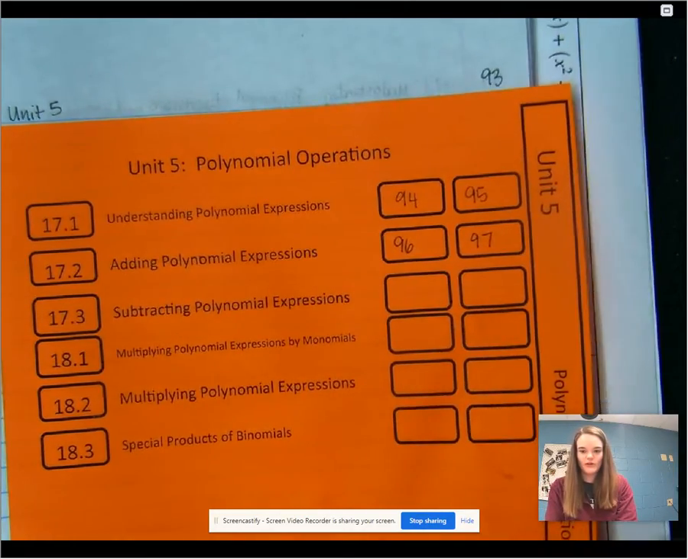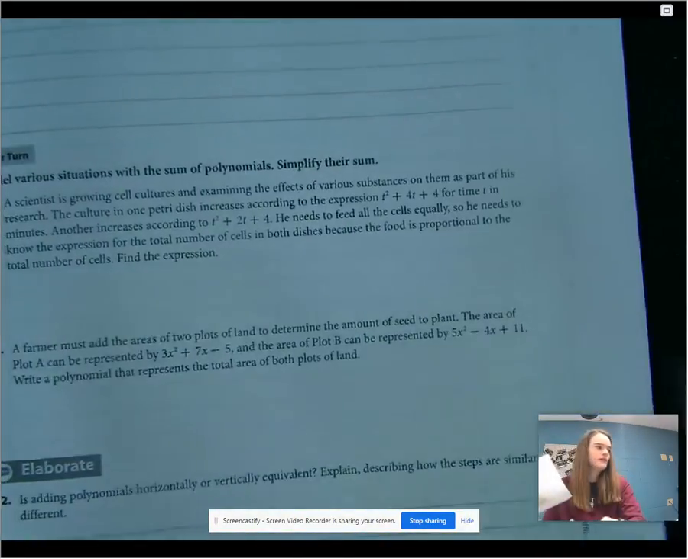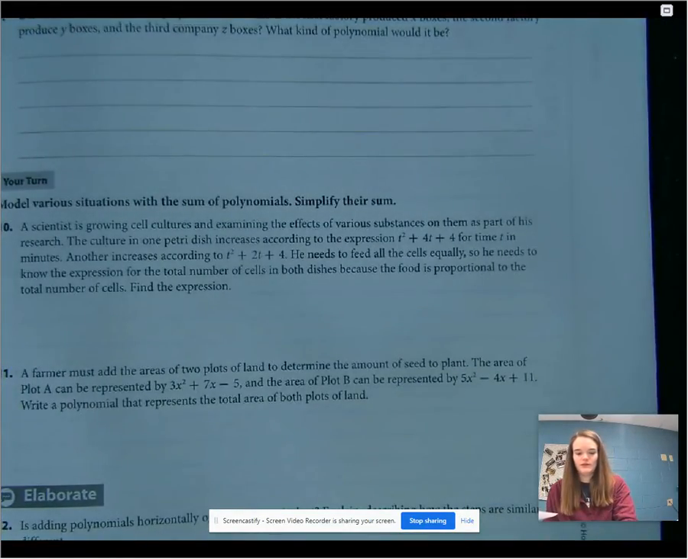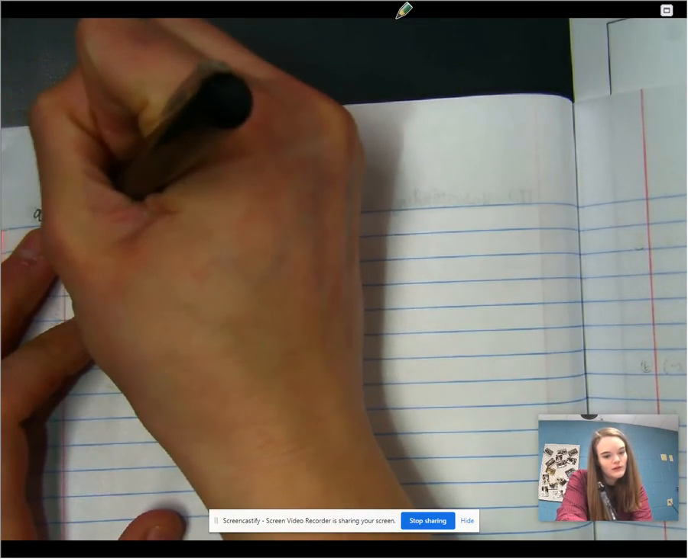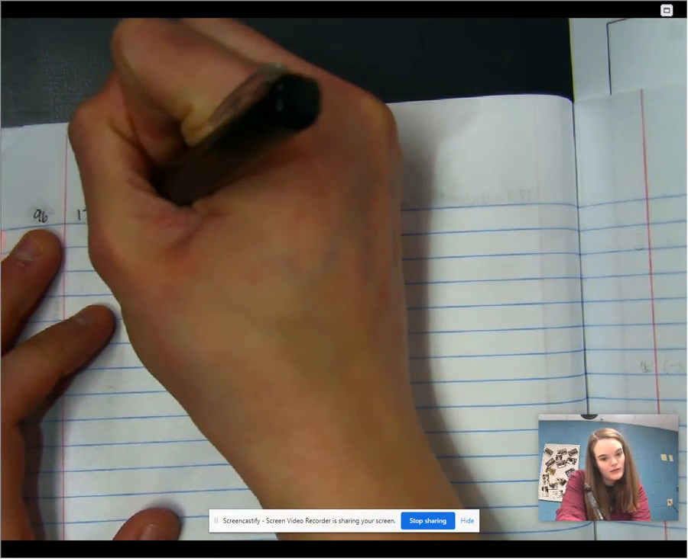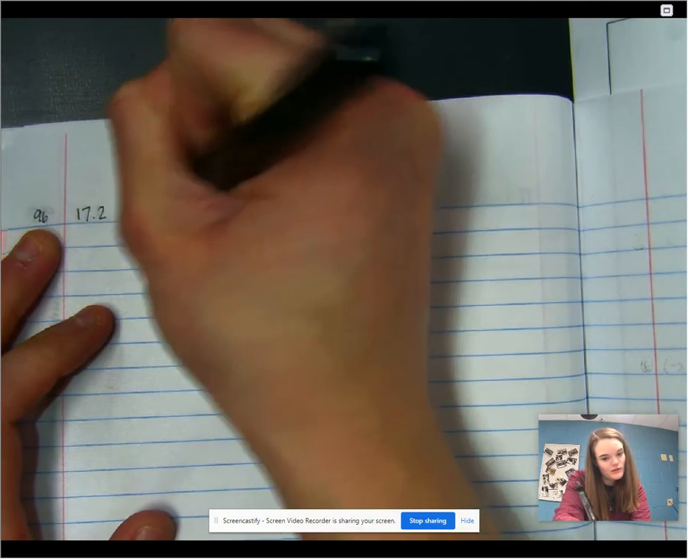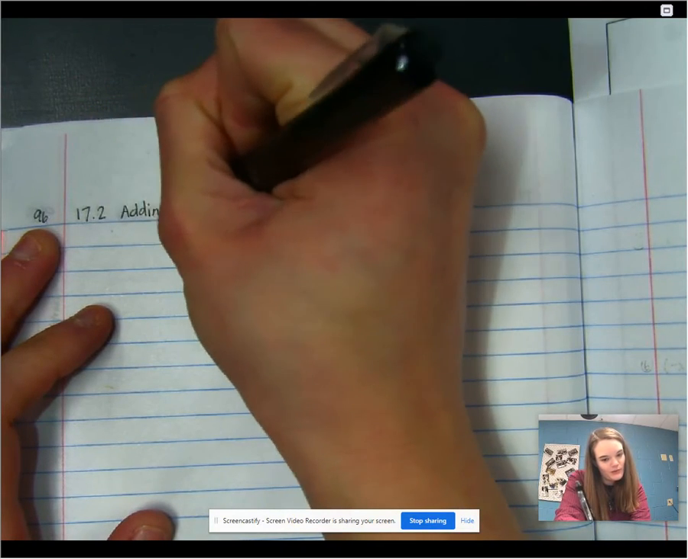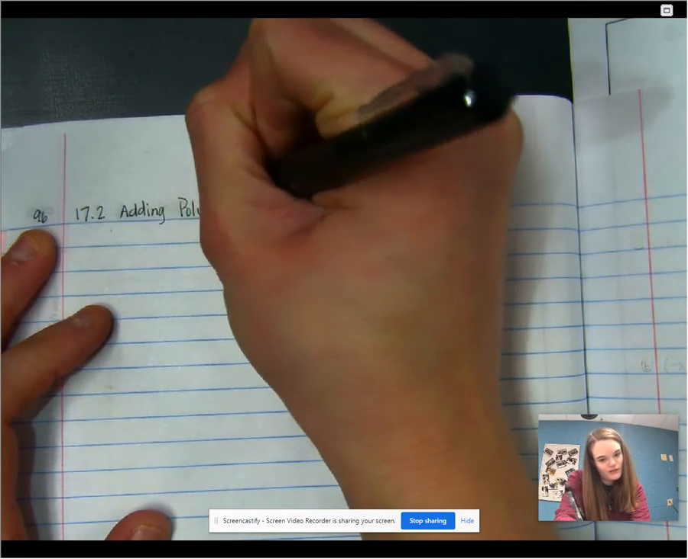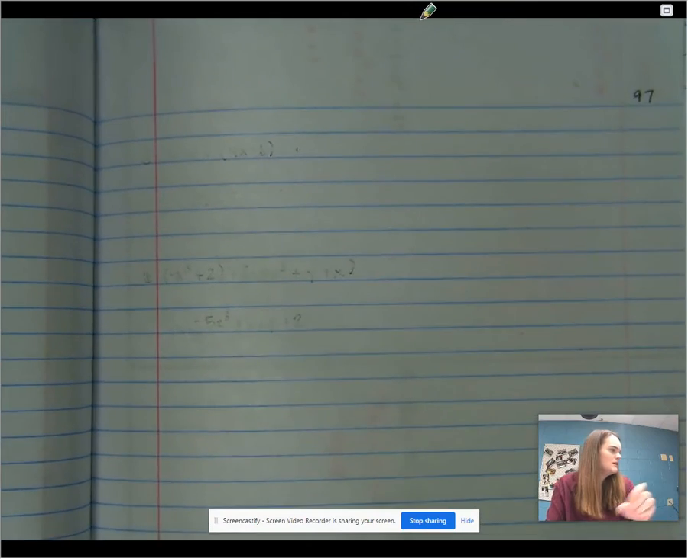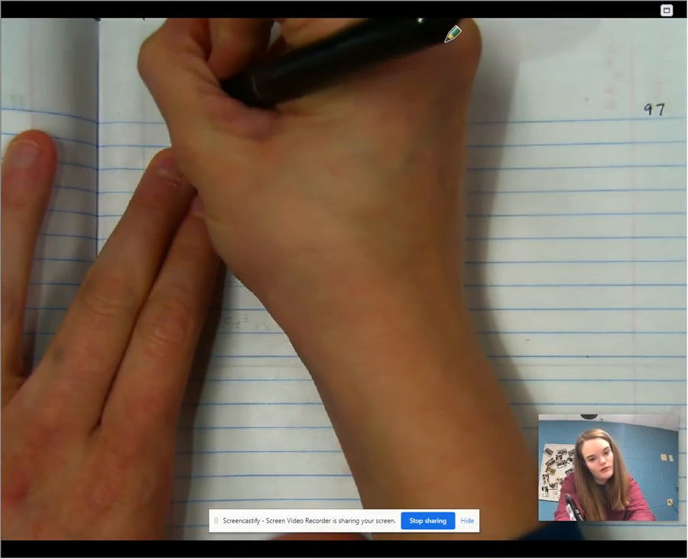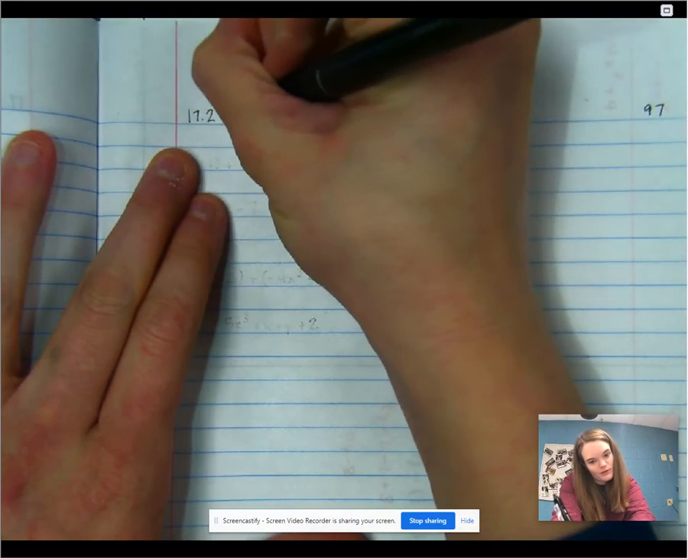Alright, let's go ahead and turn to 96. I got stuff stuck in my notebook. 96 is 17.2, adding polynomial expressions. I'm just going to put adding polynomials. I don't want to write more than I have to. Okay, and 97, 17.2, adding polynomials.